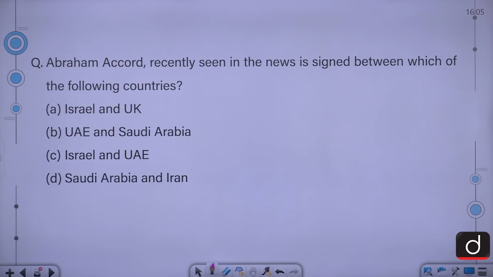Moving on to the next question, let's talk about the Abraham Accord that was recently seen in the news. It is signed between which of the following countries? Israel and UK, UAE and Saudi Arabia, Israel and UAE, Saudi Arabia and Iran. The correct answer to this question is option C, that is Israel and UAE.